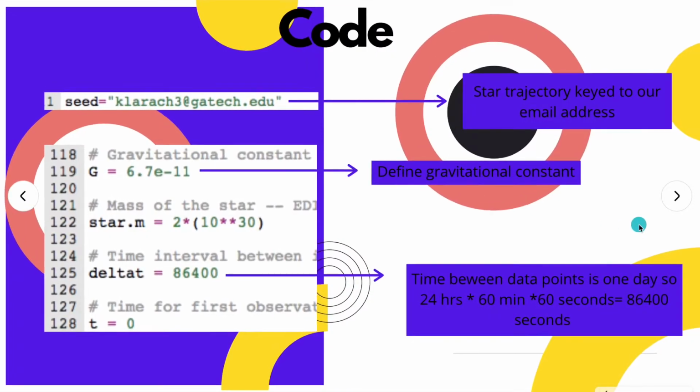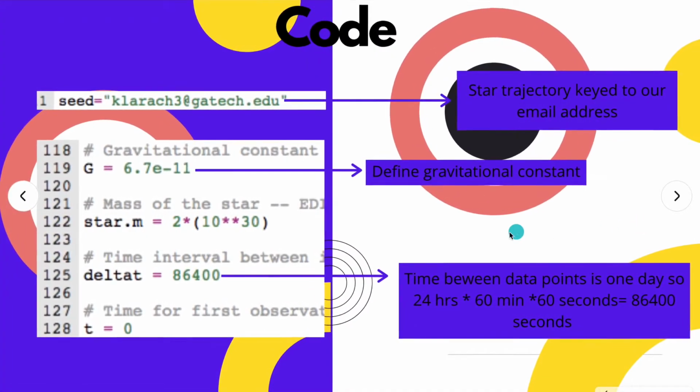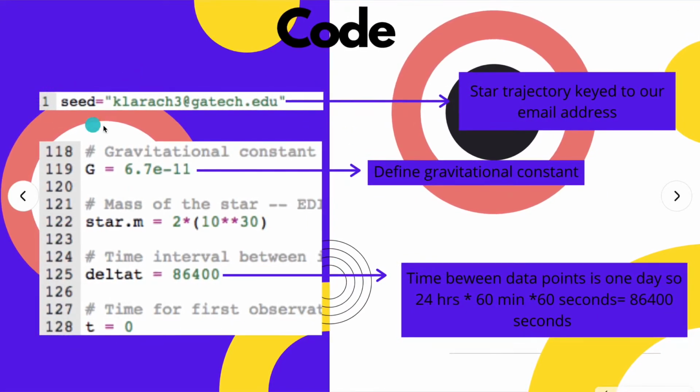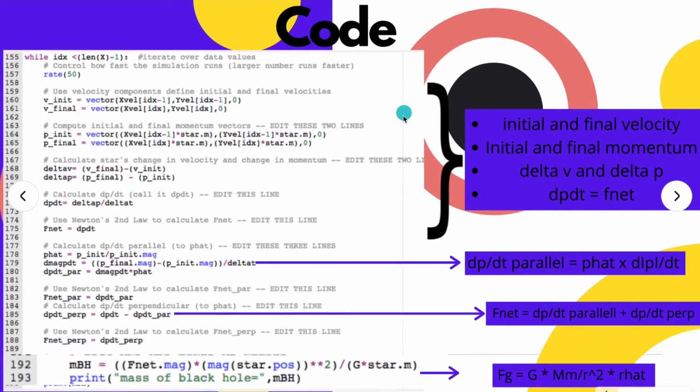So for the initial conditions of our code, the star's trajectory is keyed to our Georgia Tech email address. So in the first line, I inserted my email. Then we defined the gravitational constant G, the mass of the star, and we calculated delta t because we knew that the time between data points was 1 day. So 24 hours times 60 minutes times 60 seconds, which will give us a day in seconds, which is 86,400 seconds. Now let's take a look at the more complex part of our code.